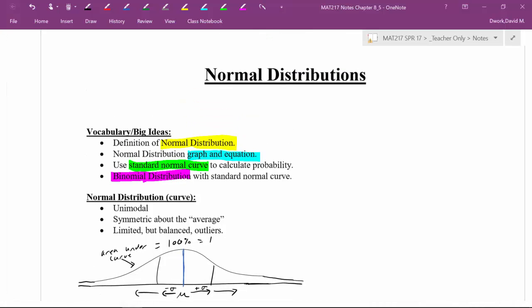So let's make sure we got everything. We have the definition of a normal distribution. We have the normal distribution graph and equation. We know how to use a standard normal curve to calculate probabilities, and we talked about how to use the binomial distribution with a standard normal curve. And in here, not only did we do the graph and the equation, I also showed you how to use your TI calculator.